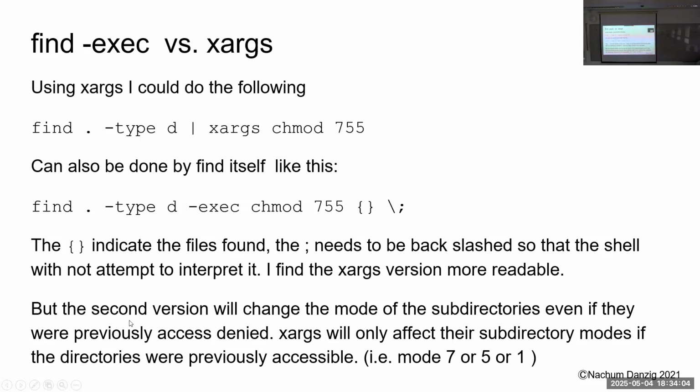But the second version will change. Here's a slight difference. The second version will change the mode of the subdirectories even if they were previously access denied. xargs will only affect the subdirectory's modes if the directories were previously accessible. In other words, xargs will only work if I could get there in the first place. This will work even if I couldn't get there.